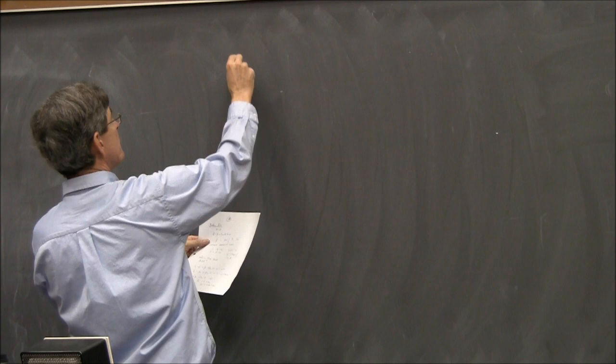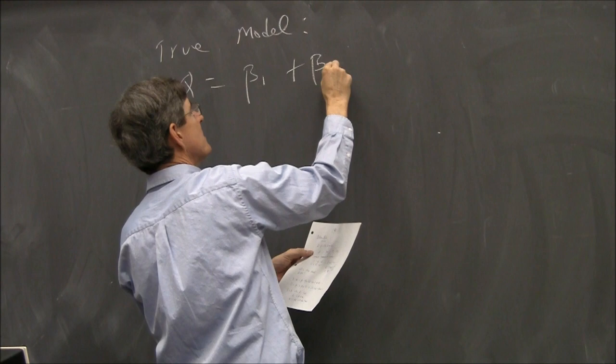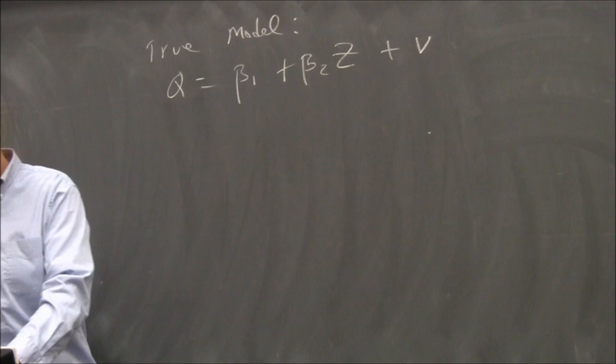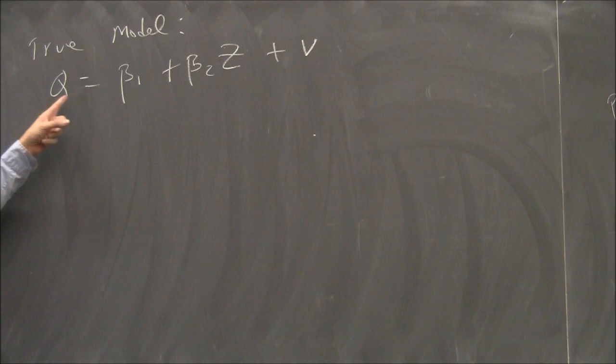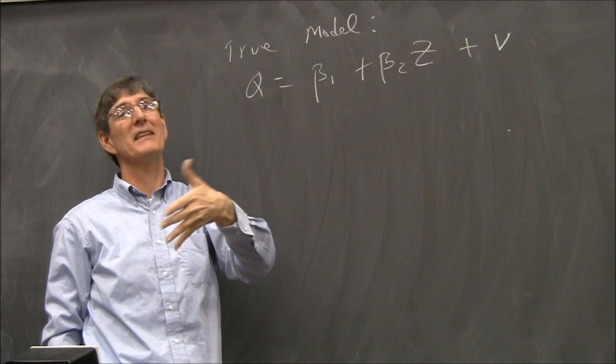So the true model is q equals beta 1 plus beta 2 z plus v. But in this case, q is part of z. This is like regressing consumption on income, and income is c plus I plus g. So consumption's in the thing you're running it on. That's what you're trying to find.